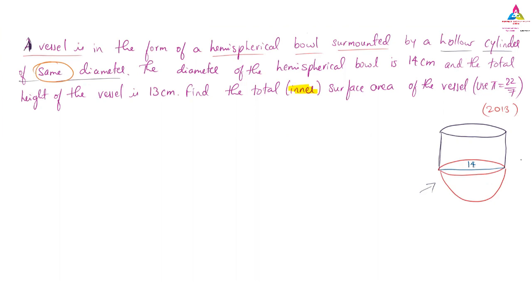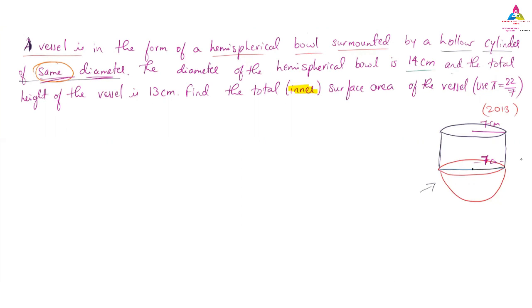Again, 14 centimeter is the diameter, not the radius. So what is the radius then? 7. Yes, 7. So 14 centimeter is the diameter, so obviously 7 centimeter will become the radius of the hemispherical bowl, because 7 plus 7 is 14. So what is the radius of the cylinder also then? It is 7 centimeter itself, because they have given the word as same diameter. And we will continue further.